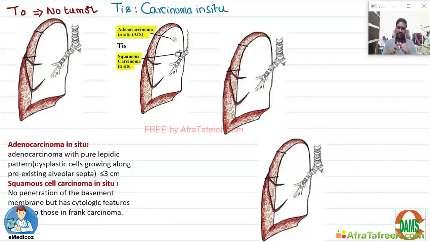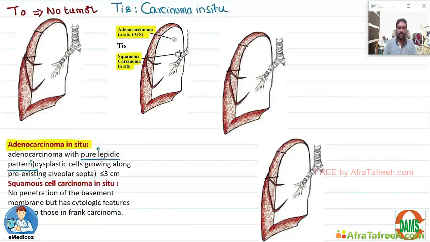Whereas small cell carcinoma is further classified into extensive and less extensive, which is generally not asked in your exam. So very important is lung cancer staging of non-small cell carcinoma, which includes predominantly adenocarcinoma and squamous cell carcinoma. Then what is this adenocarcinoma in situ? You should have come across this in your pathology. It is an adenocarcinoma with pure lepidic pattern. This term is also very important.